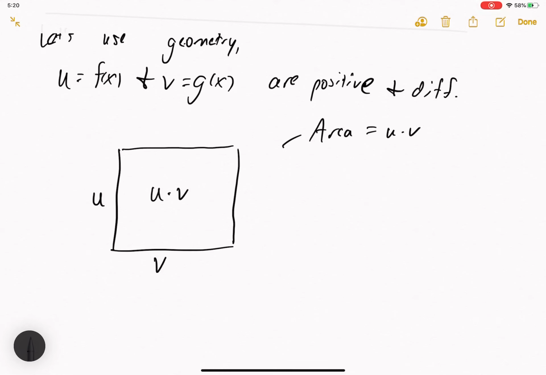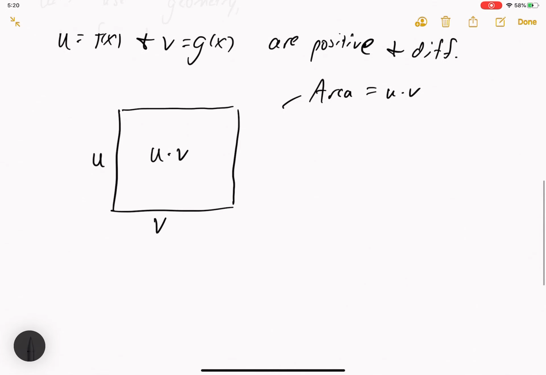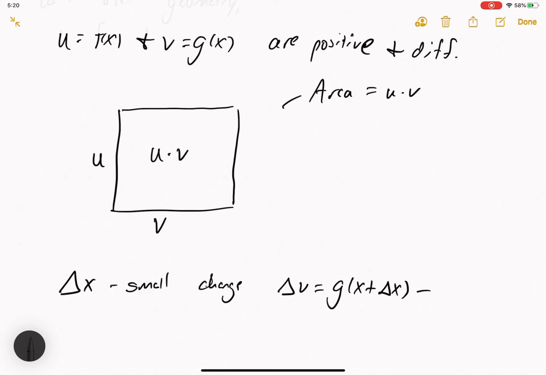And then, one of the ways we find derivatives is by adding some change in x. And I want you to remember this notation: delta x refers to a small change in x. So remember, small change. Thus we get, I'm not going to define it for delta u, but for delta v, that would equate to g of x plus delta x minus g of x.